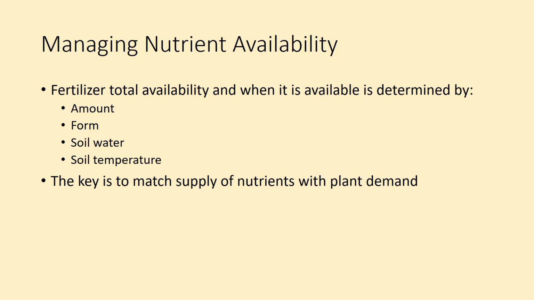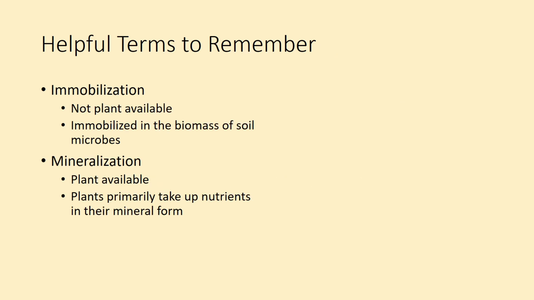Additionally, demand for nutrients from our plants is dynamic, with plants needing less nutrients when they are small and more when they are large. So the key is to try to match nutrient supply and availability with plant demand as much as possible. We will talk much more about this in later modules, but we want to make sure you're thinking about it now. Here are two helpful terms to remember.